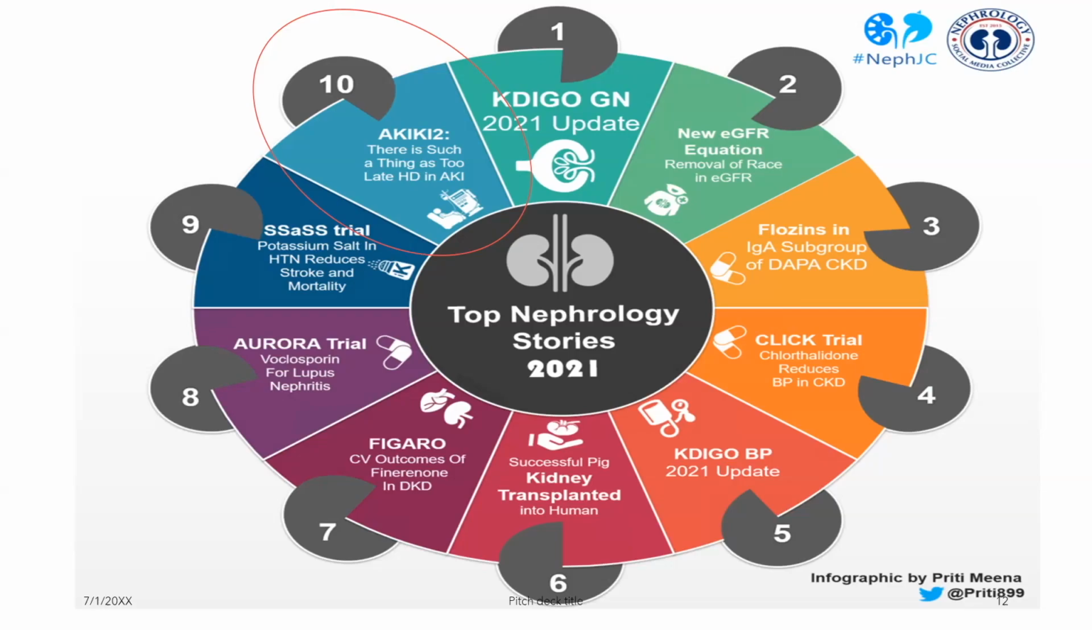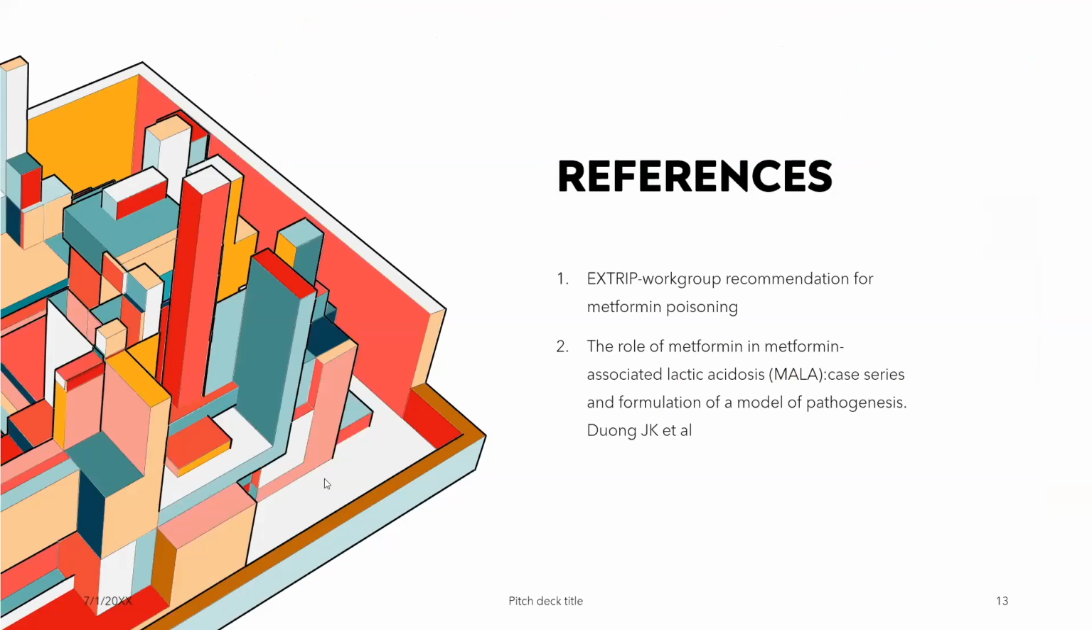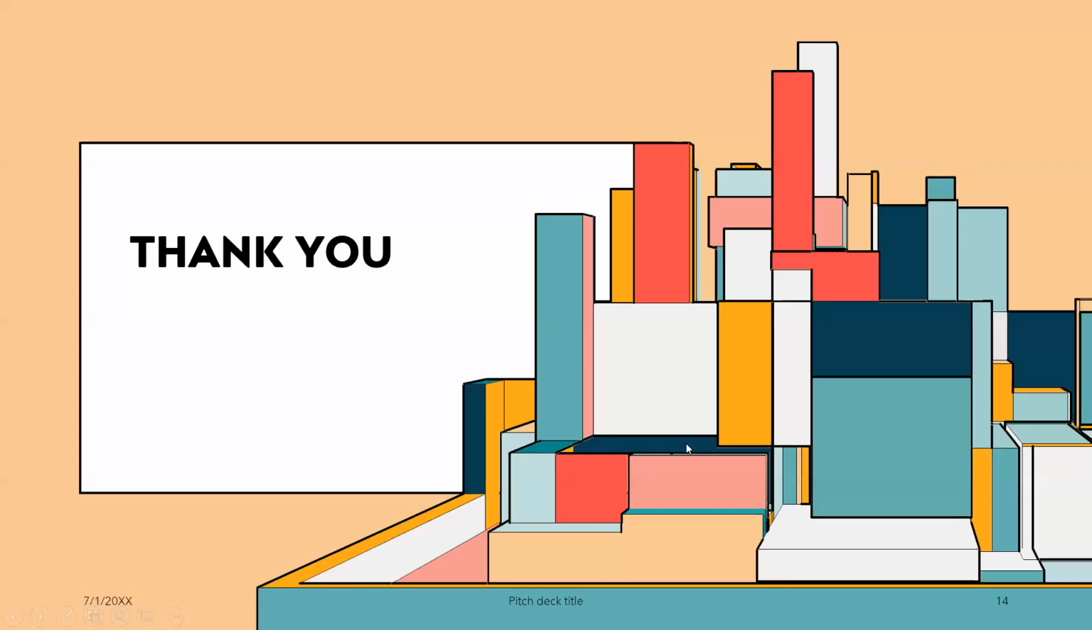When the patient was indicated for HD RRT in your critically ill patient, they waited for another 72 hours. So obviously there is such a thing as too late in HD and AKI. Patients die if you wait too long. So yeah, these are my references, and thank you. Any questions?